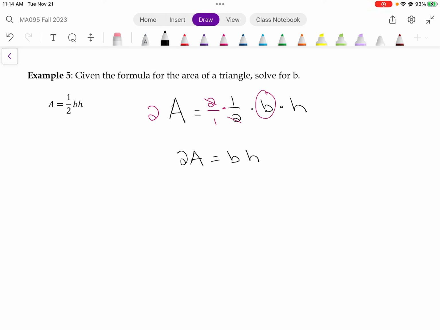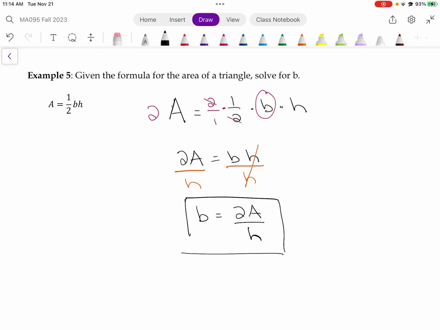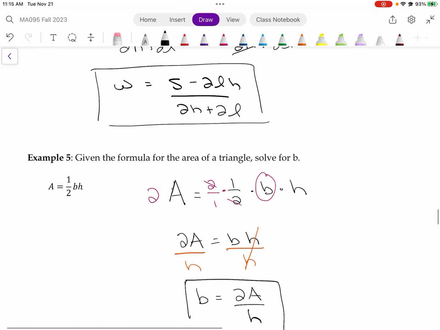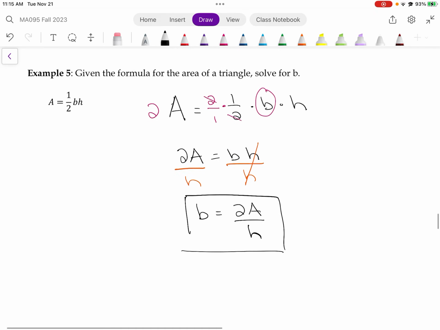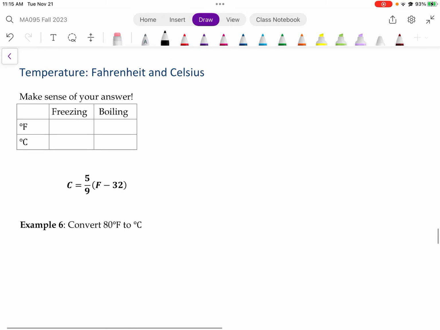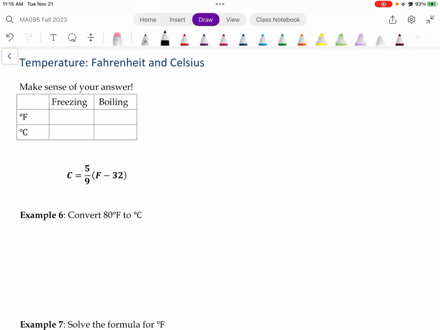Now I still want the B to be by itself, so what am I going to do? I'm going to divide both sides by the H. And I get that B equals 2A over B. Almost made a mistake there. No, not over B, over H. I got in a hurry, sorry. B equals 2A over H. All right, I'm going to go back and make sure I got that one right. I'm looking at my notes real quick. Yes, I did.